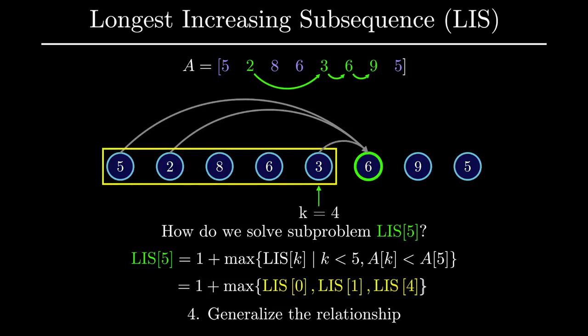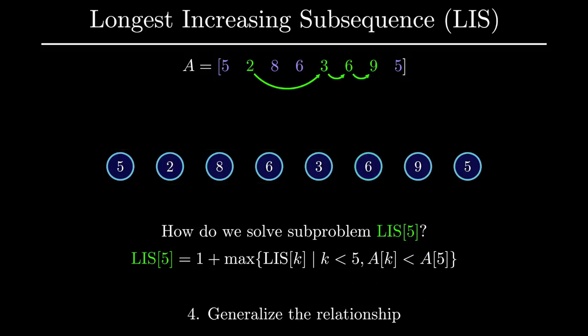And in reality, there's nothing special about index 5. This applies for any n, so the general relationship for finding the solution to a subproblem of the longest increasing subsequence ending at index n is just 1 plus the max over all k that is less than n with values at index k less than values at the index n.